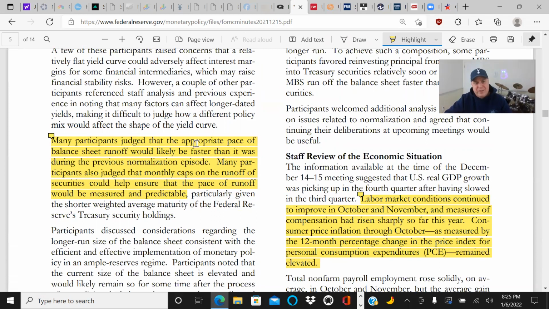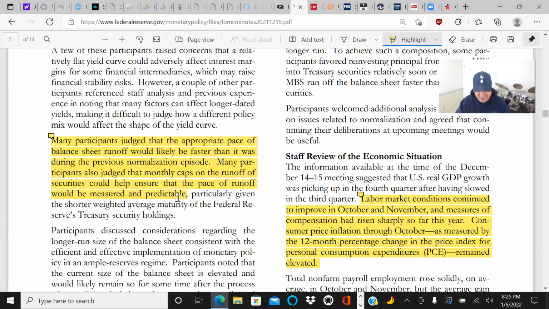Many participants judged that the appropriate pace of balance sheet runoff would likely be faster than it was during the previous normalization episode. Many participants also judged that monthly caps on runoff of securities could help ensure that the pace of runoff would be measured and predictable.